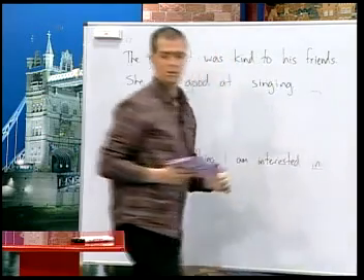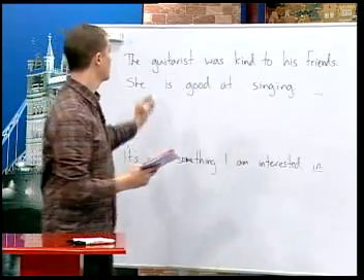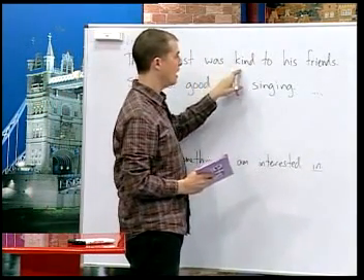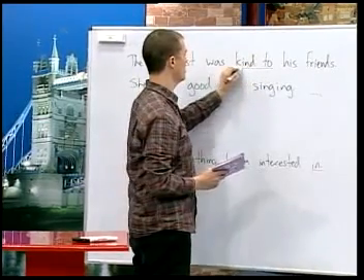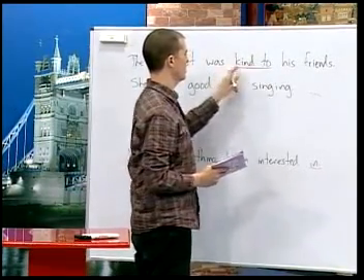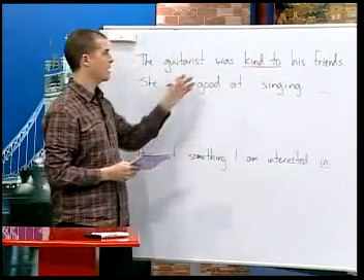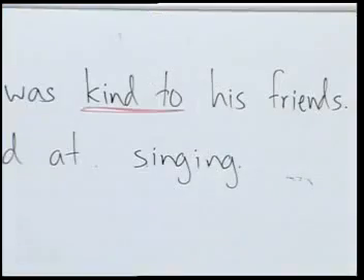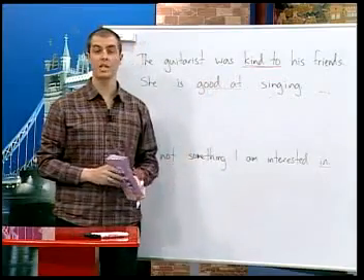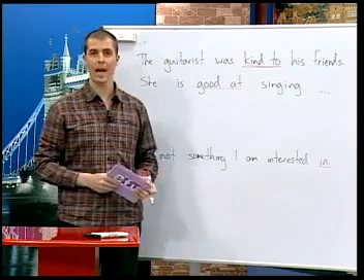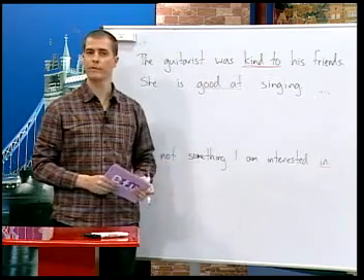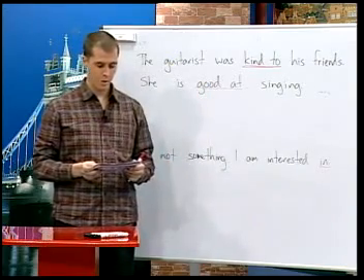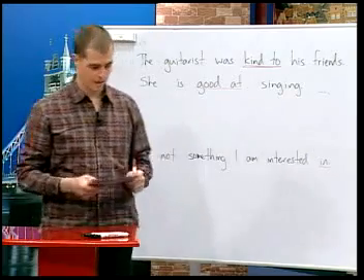What this means is kind. When we use something was kind to, we always use to with this verb. The guitarist was kind to, not kind at or kind for, always kind to. And she is good at singing. She can sing well. She is good at singing, not good to singing or good for singing, always good at singing. Well, let's look at prepositions.